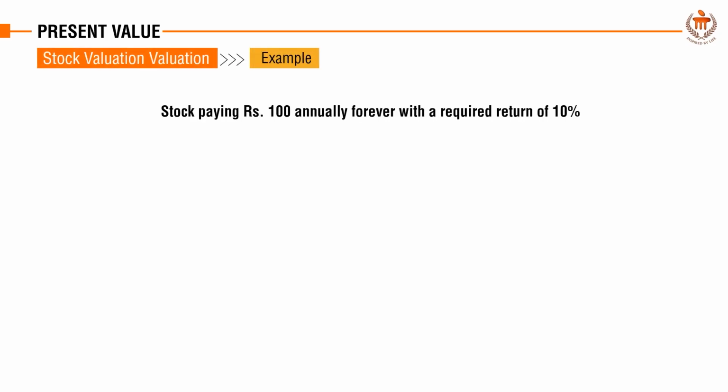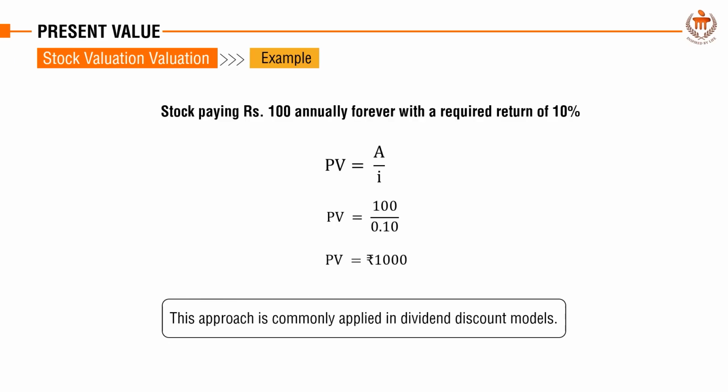Stock valuation often uses the perpetuity concept. For example, a stock paying rupees 100 annually forever with a required return of 10% has a present value of rupees 1000. This approach is commonly applied in dividend discount models.